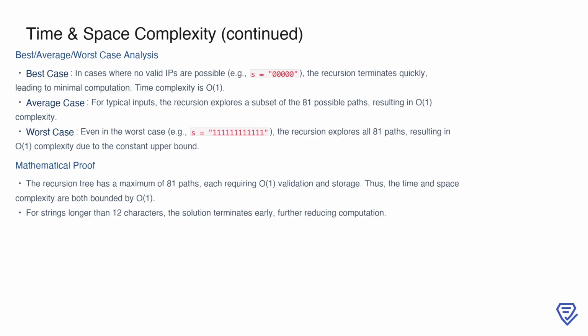Mathematically, this holds because the recursion tree is limited to 81 paths, each requiring constant time for validation and storage. For strings longer than 12 characters, the algorithm terminates immediately, as such strings cannot represent valid IP addresses, further reducing computation. Therefore, the time and space complexity remain constant across all cases for valid input lengths.